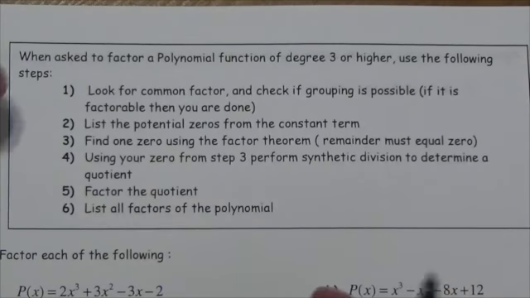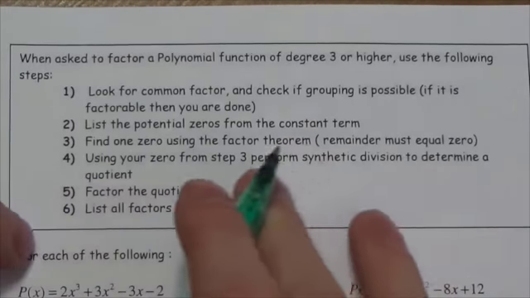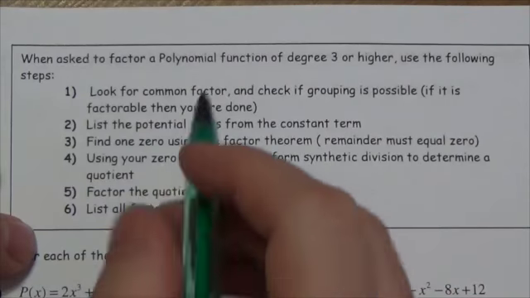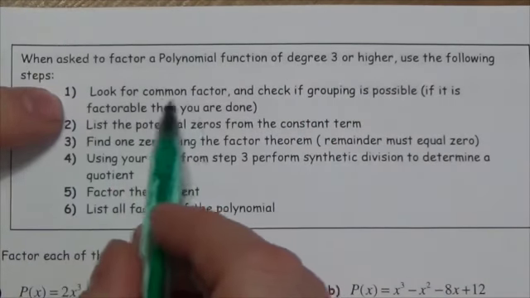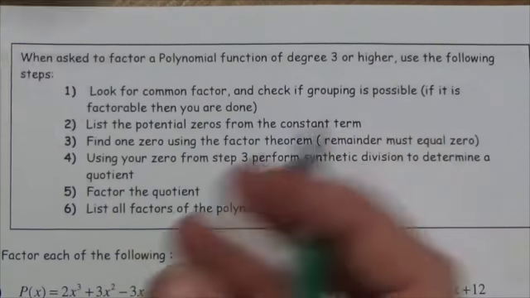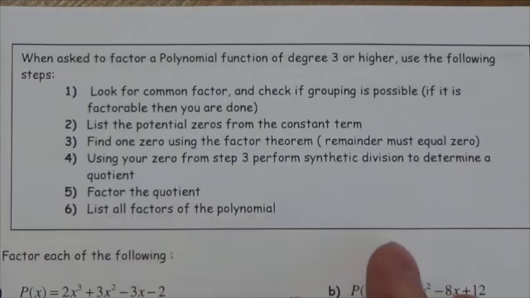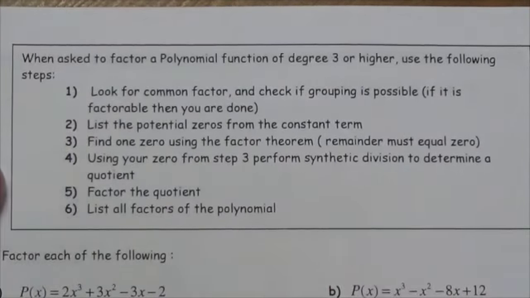Okay, so before we get into actually applying this or putting all these things together, let's just talk really quickly about what our plan of attack is when it comes to factoring a polynomial. If it's degree 3 or higher, this is what we're going to do. The first thing we're going to do is look for common factors. Pull those all out because you want to get rid of those. If a common factor has been multiplied through, it's just mucking it up, making it harder to clearly see what the factors are.